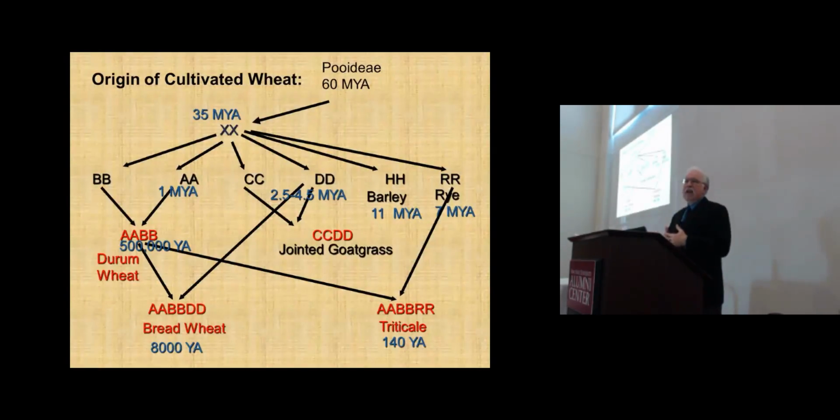1 million years ago, the A genome evolved. That's the Triticum urartu. Okay. The C genome, which we're only going to mention for a different reason. The D genome, which is the Triticum tauschii, Aegilops squarrosa, depending on your nomenclature, 2.5 to 4.5 million years ago. Barley, which is derived from the exact same progenitor, 11 million years ago. Rye, 7 million years ago. That's the divergent evolution. Of these, we have a very good idea of what the A genome is, a very good idea of what the D genome is. Of course, we know what barley and rye are. We don't know the B.